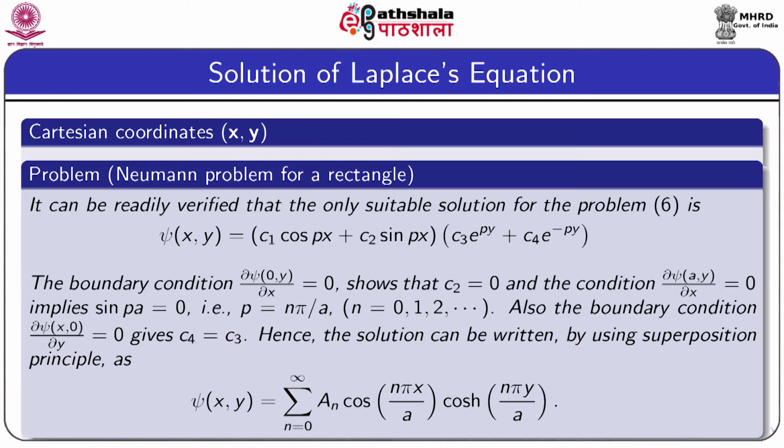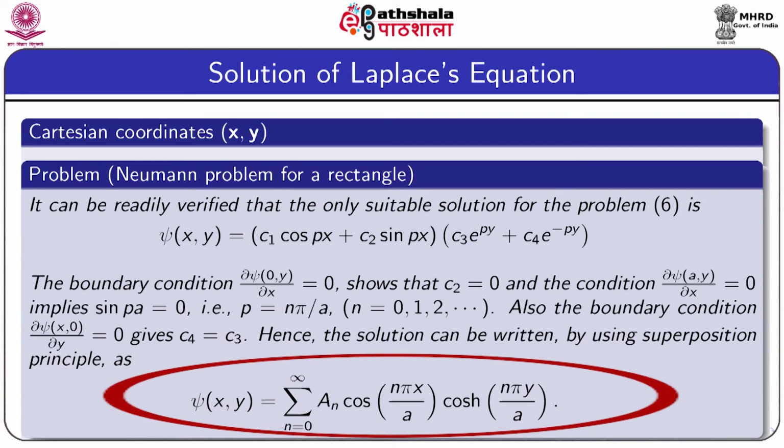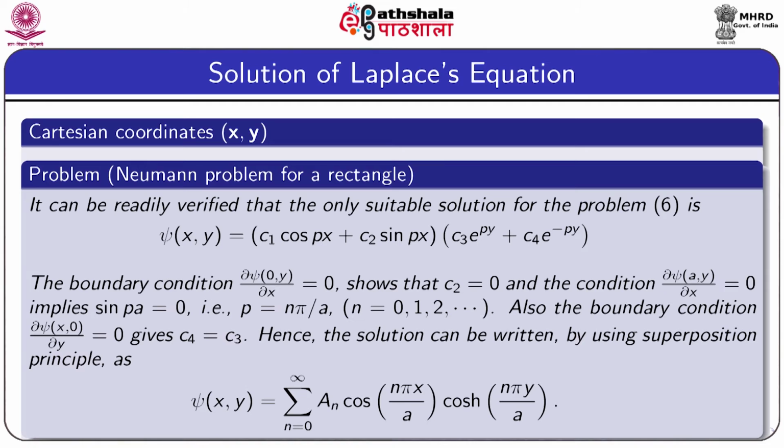And if we use the boundary condition del psi by del y at (x, 0) equals 0, this gives C4 equals C3. Hence, the solution satisfying the above boundary conditions can be written as psi equals the sum over n of A_n cos(n pi x by a) cosh(n pi y by a).